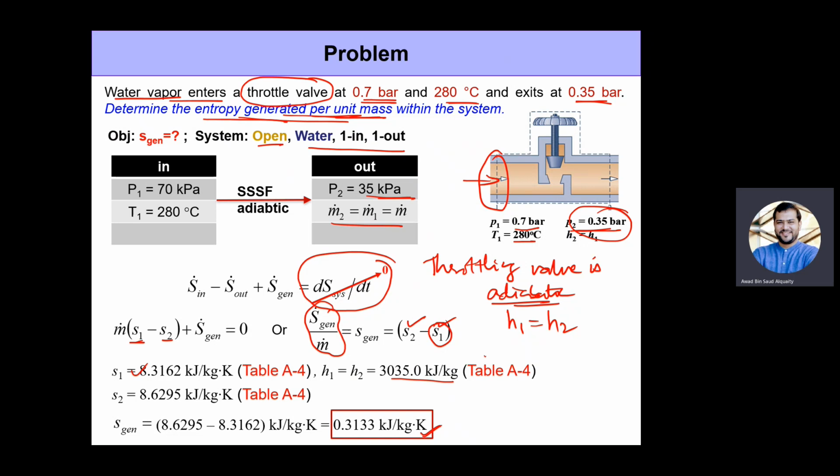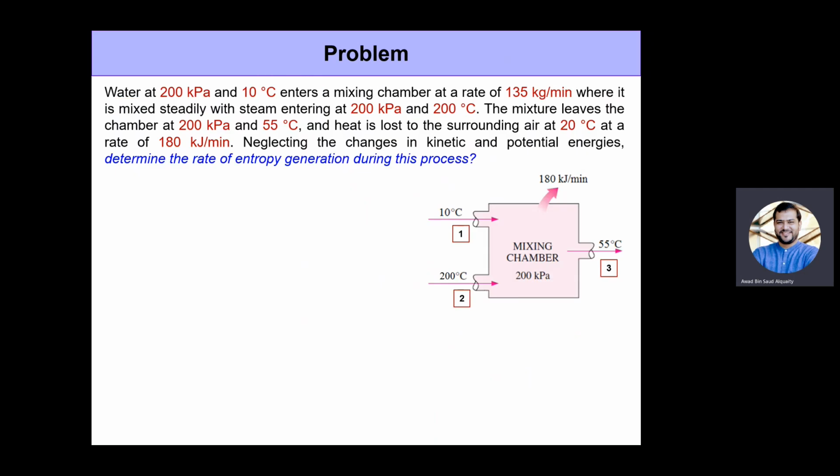So now let's move on to another example. Okay, so here we're dealing with a mixing chamber, which again, from our understanding, is a steady state steady flow system. All right. Now here we have water at 200 kilopascal and 10 degrees Celsius, which is entering the mixing chamber at a rate of 135 kilogram per minute, which of course we got to convert to kilogram per second.